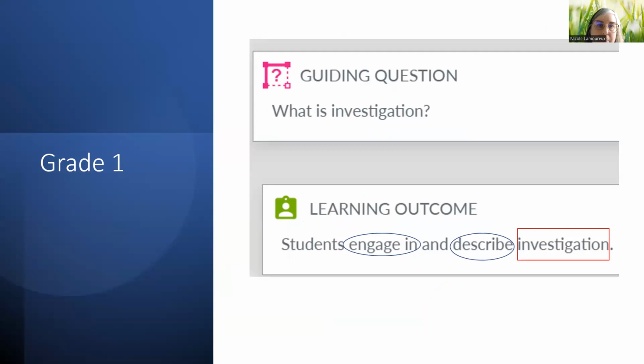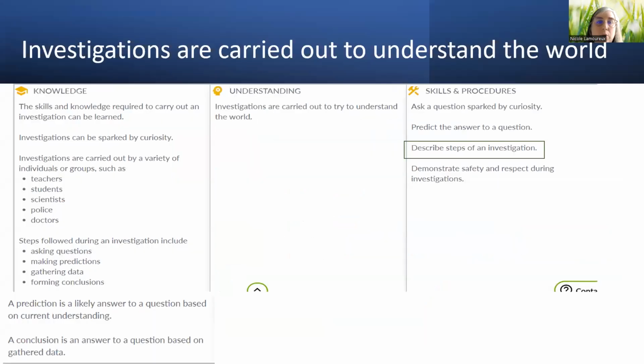because those are skills that implicitly are going to come through. So students engage in and describe are the verbs. What are they describing? The concept investigation. Okay, so they're expected to engage in that. That's what you're going to summatively assess, and how they describe an investigation. So let's look at the cusp. I think of the understanding statements as the why. Why are we doing this?